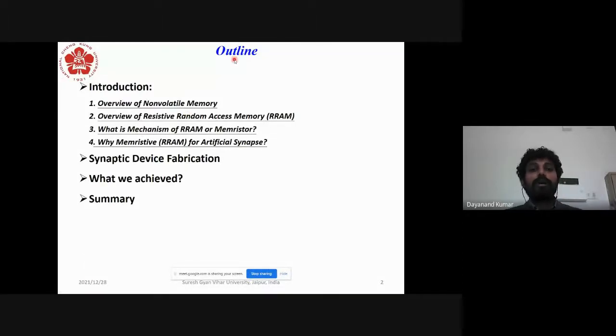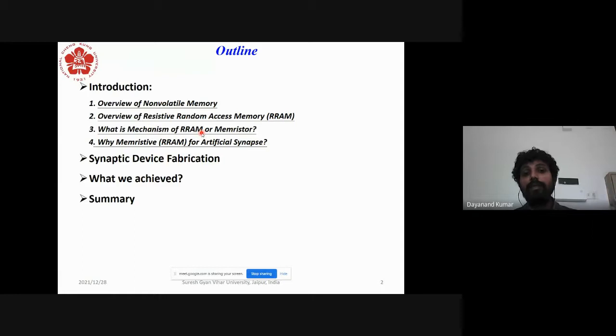So here is the outline of my presentation. My introduction is divided in four categories. One is the overview of the non-volatile memories, because in the semiconductor industry there are different kinds of non-volatile memories, so I will discuss such kinds of memories. The second one is the overview of resistive random access memory. Resistive random access memory is a non-volatile memory actually, and the current work on the resistive random access memory. Why I choose the resistive random access memory for the artificial synapse. And the third part of the introduction is the mechanism of the RRAM.